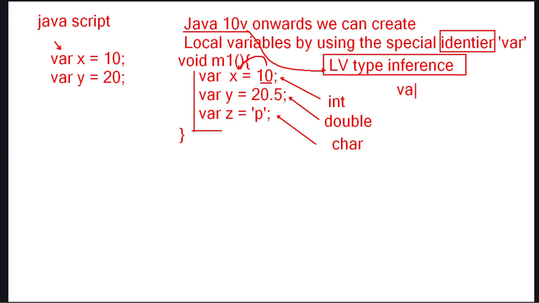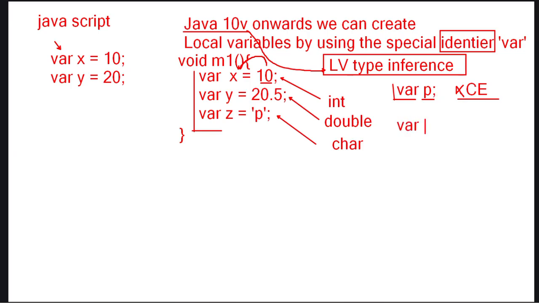Now tell me, can I create a variable p; without assigning any value? No. The compiler throws an error. Why? Because the variable p type is decided based on the assigned value. If you create a variable by using var, and if you don't assign, the compiler throws an error because the variable type is not decided.